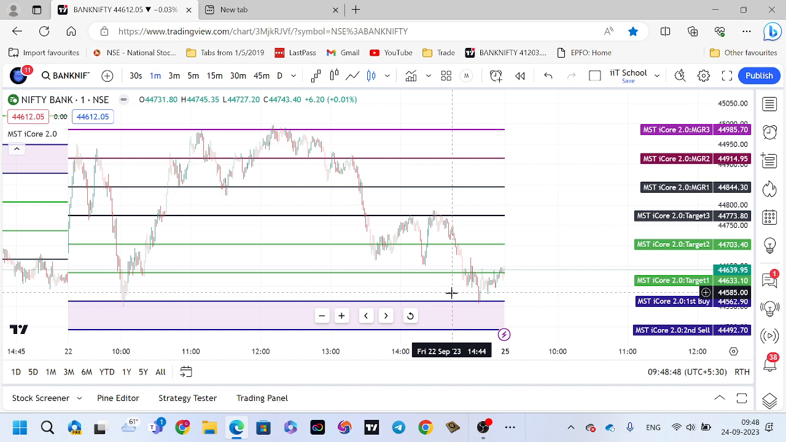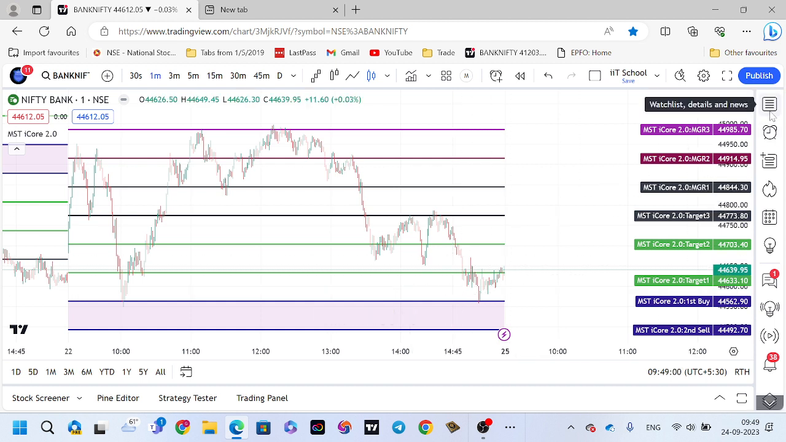Don't think that I'm showing only Bank Nifty. Because of the time constraint, I'm showing only one script. It doesn't mean that all other scripts are in loss. Okay, you take any script and check, you will be in a profitable trade only.